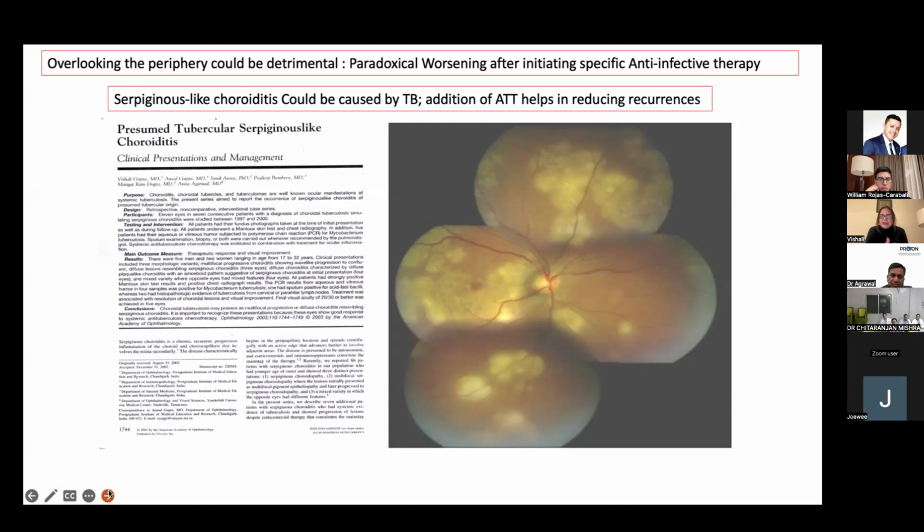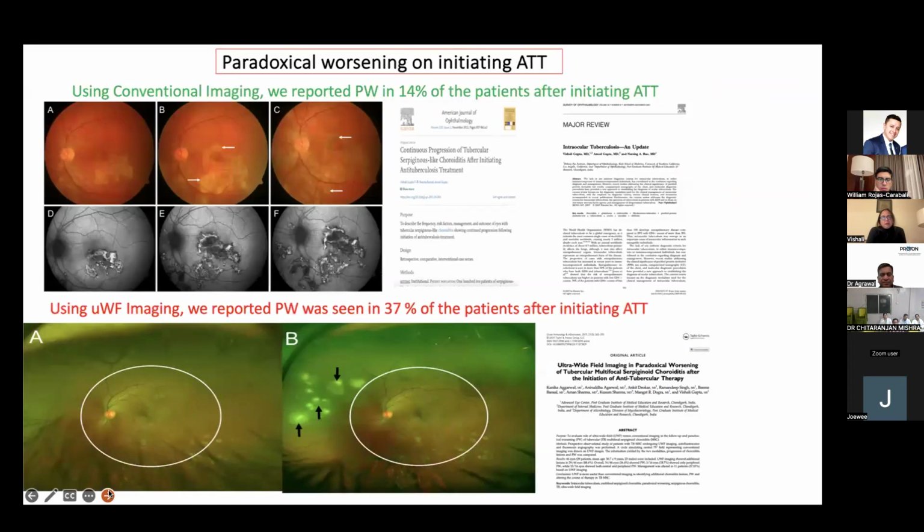We all understand serpiginous-like choroiditis could be caused by TB. We also know that it's an immune-mediated response, and when we add anti-TB drugs, it just helps in reducing the recurrences. It really does not take care of the current episode. For the current episode, we need steroids. And what happens? Paradoxical worsening.